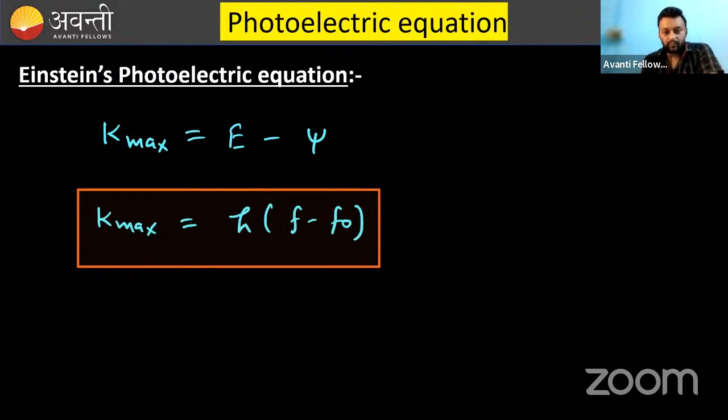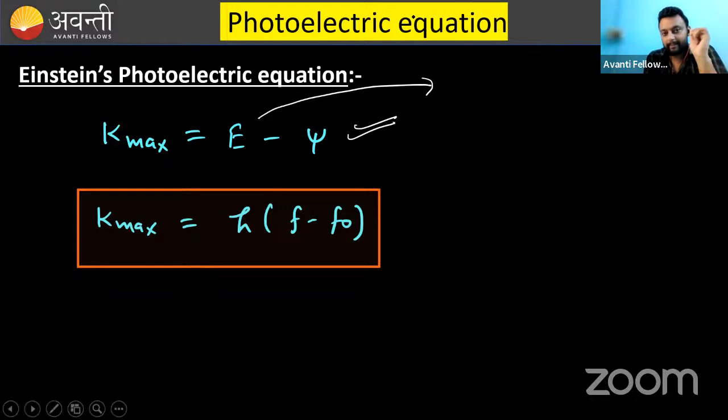Einstein's photoelectric equation. This equation is known as the Einstein photoelectric equation, which we have studied earlier. Kmax equals E minus psi. What is E? Anyone tell me? Be very quick. I'm again saying Kmax is equal to E minus psi. What is E? Energy. Okay. Energy of photon. Very good. This is the energy of the photon.